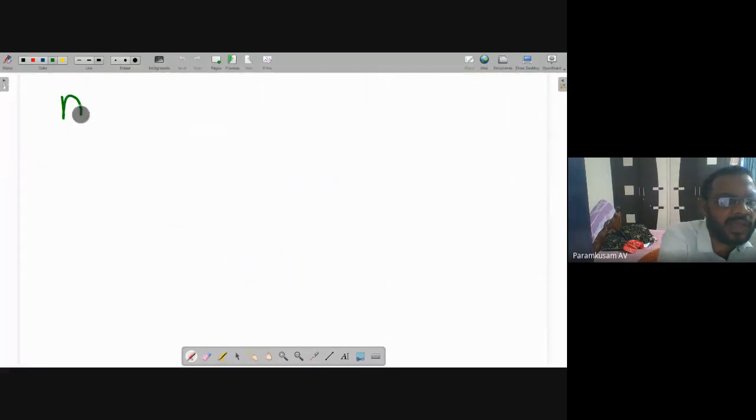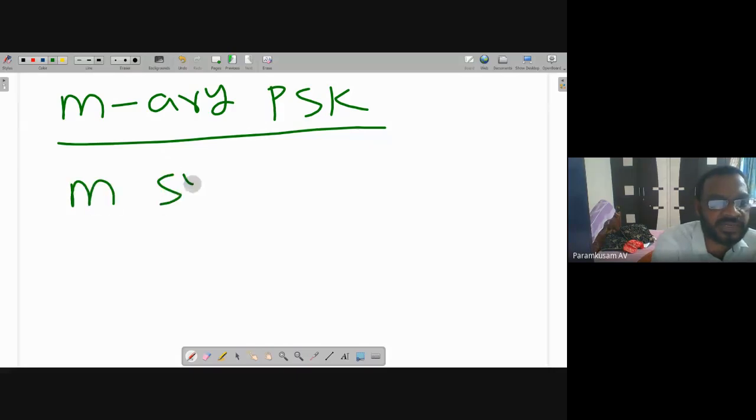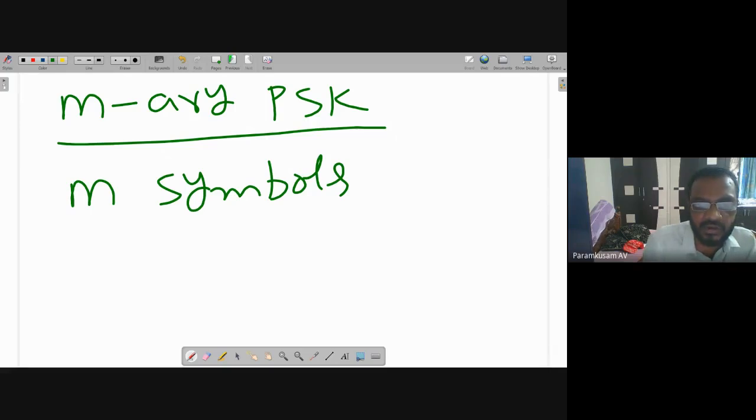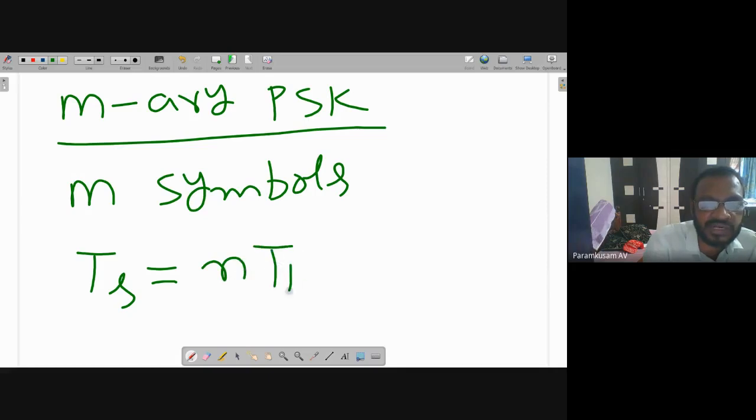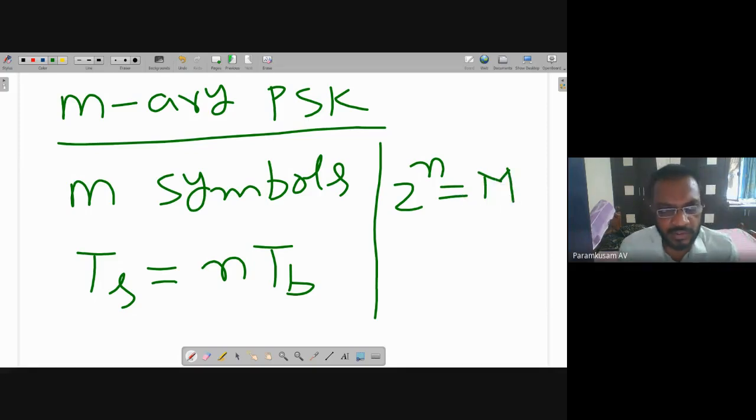So in M-ary PSK, how many symbols are transmitted? M symbols are transmitted. Okay. Then what is the symbol duration? Ts is equal to N into TB. What is the relationship between M and N? 2 to the power of N is equal to M.